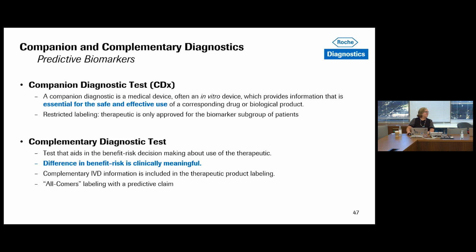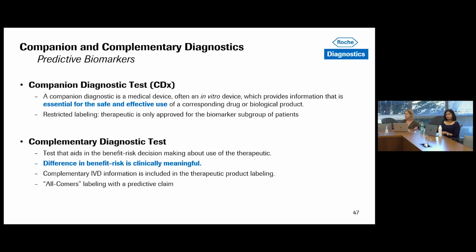Can I ask a question? Yes, Rhea, please. Do you think this will evolve? Like, how do you think this will evolve? Do you think we're going to get more complementary diagnostics, or do you think that we tried that and it's not that valuable and we might not use them going forward?